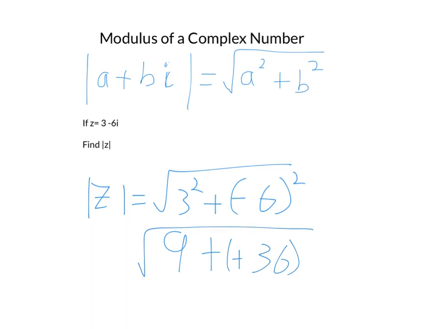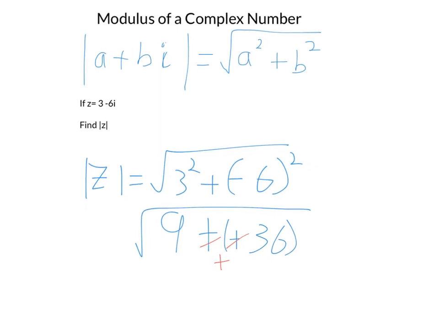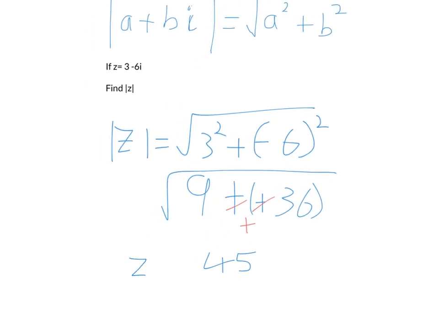So we're looking for the square root of 9 plus 36. Now plus plus, we can just say gives us a plus. So 9 plus 36 is 45. So we can say that the modulus of z is equal to the square root of 45. Now, if this was a number that could be simplified, say for example if it was the square root of 36 or 49, then we'd of course simplify that. But because we can't simplify this into a nice whole number, we'll just leave it as it is.